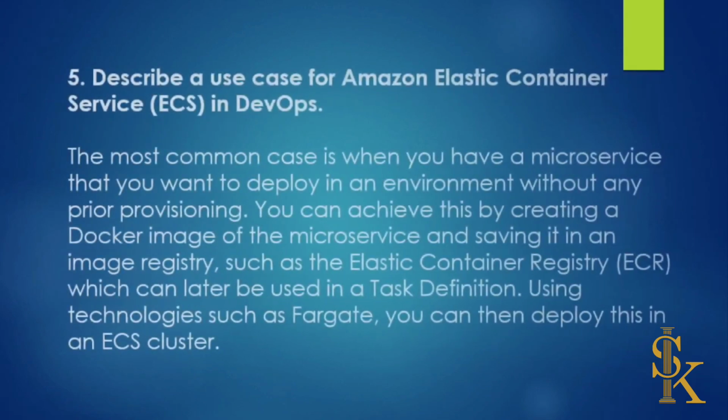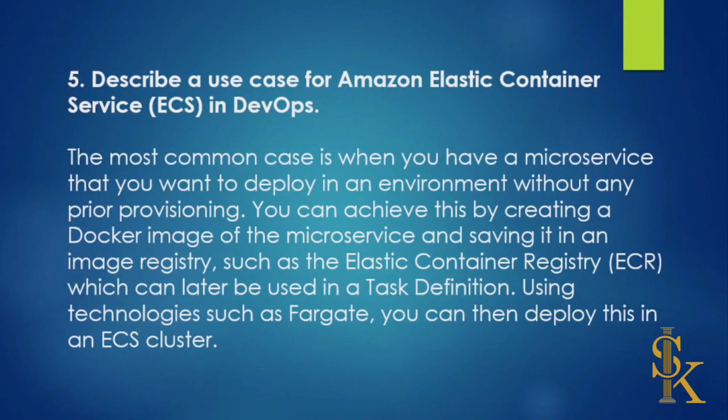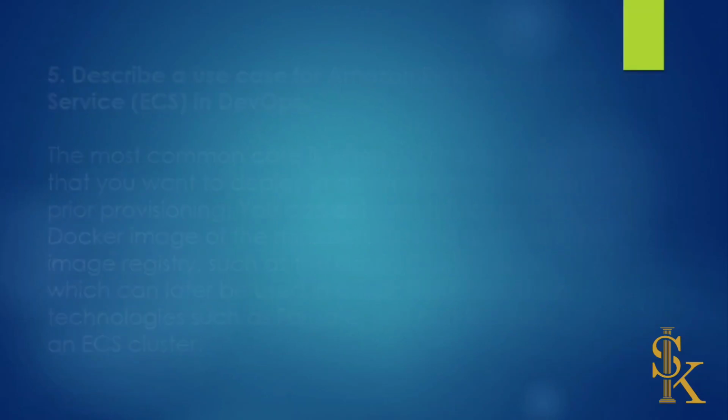5. Describe a use case for Amazon Elastic Container Service, ECS, in DevOps. The most common case is when you have a microservice that you want to deploy in an environment without any prior provisioning. You can achieve this by creating a Docker image of the microservice and saving it in an image registry, such as the Elastic Container Registry, ECR, which can later be used in a task definition. Using technologies such as Fargate, you can then deploy this in an ECS cluster.